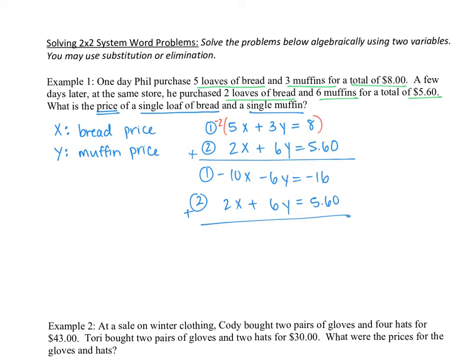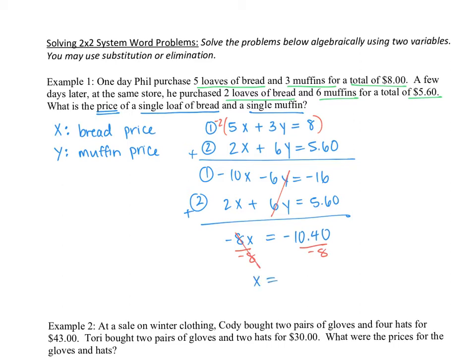Once I add the two equations, lucky for me, the y's cancel because they're opposite sign and same coefficient. And so negative 10x plus 2x gives me negative 8x. And then that equal sign comes down because the y's cancel. Negative 16 plus 5.60 is going to be, let me get my handy dandy calculator, negative 10.40 or negative 10.4. So from here, I can go ahead and divide by negative 8 to get that x by itself.